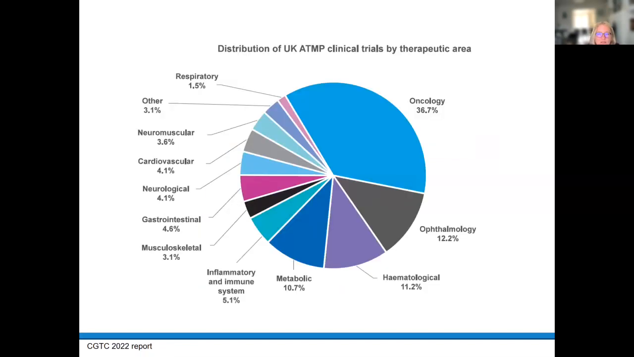This slide here shows the number and distribution of UK gene therapy trials in different therapeutic areas. You can see that the largest proportion here is oncology, which is really not surprising. Ophthalmology, so eye diseases, and blood disorders also form very big chunks of our activities. My specialty, respiratory gene therapy, only forms a small proportion here.